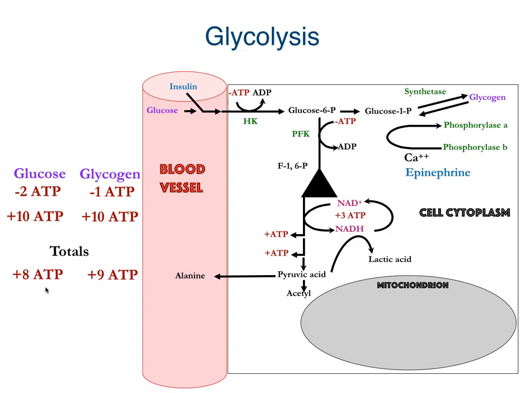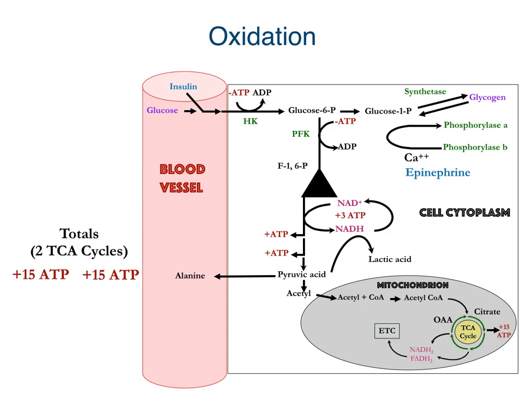So you have to always remember that glycolysis of one molecule of glucose is 8 ATP. Glycolysis of one molecule of glycogen is 9 ATP. They both end up at this decision tree. We can have either 2 pyruvic acid molecules or 2 lactic acid molecules. If we have these 2 pyruvic acid molecules, they both become acetyls, and from there we can start oxidation.